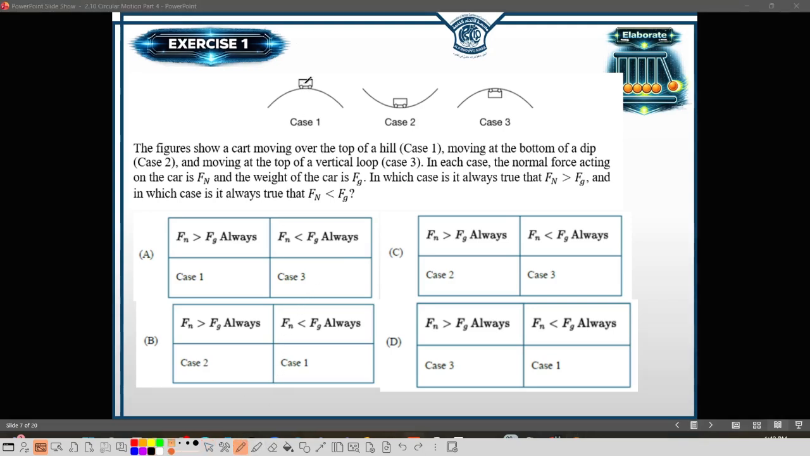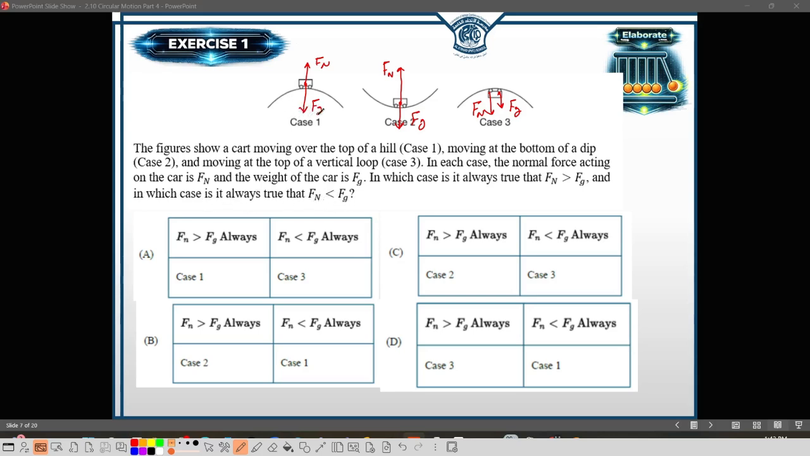So here in this case, for example, the force of gravity is acting downward, sorry, the normal push is acting upward. This is Fn, and the force of gravity is acting downward. Here the force of gravity is acting downward and the normal push is acting upward. And here, both the force of gravity and the normal push are acting in the same direction. In which case is it always true that Fn is greater than Fg? And in which case is it always true that Fn is less than Fg?